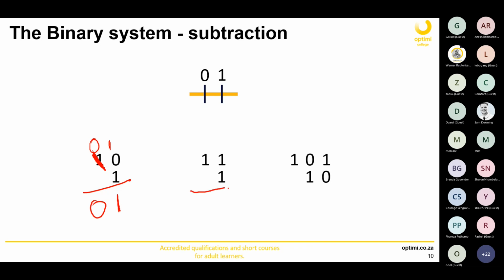Okay. Next up, I've got 1, 1 minus 1. 1 minus 1 is 0. 1 minus 0 is 1. 1, 1 minus 1 equals 1, 0.